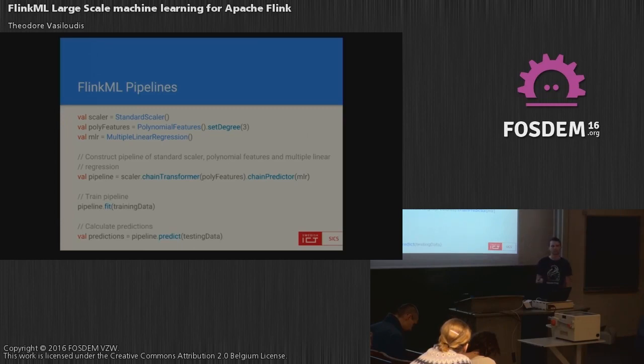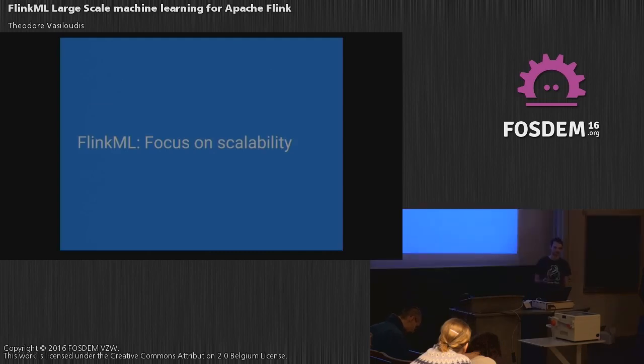And once we have that pipeline, we can treat it as any other learner. So we can just call fit on the pipeline itself, and it will pre-process all the data with all the transformers that we have used previously and do the training. And the same applies for prediction. When we pass a testing data set to the pipeline, it will perform all the transformations that we have ordered in our pipeline, in order, and then use the prediction.